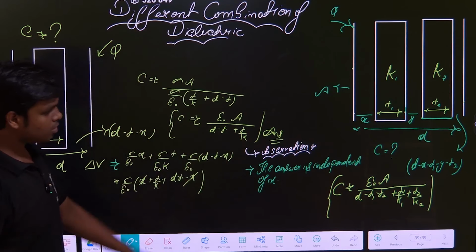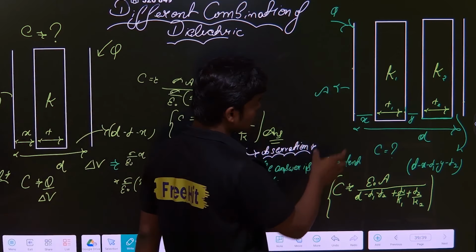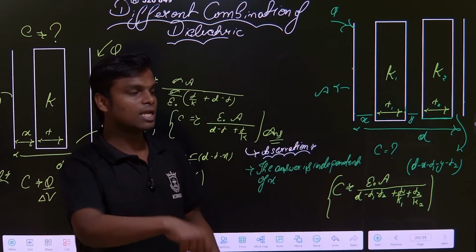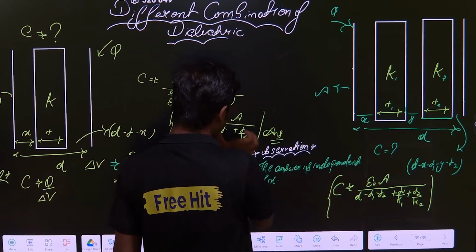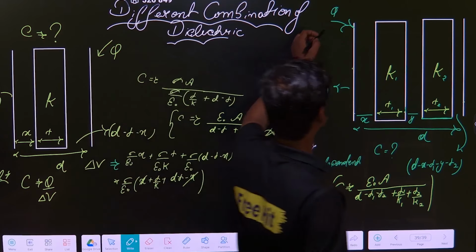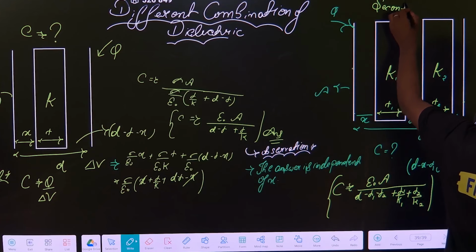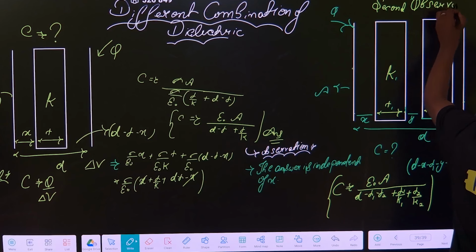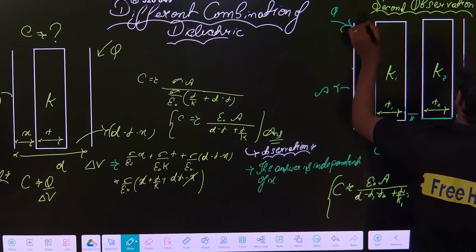So what we have observed is that if there are multiple dielectric slabs present, it doesn't matter, the format of the answer will remain the same. That is the second observation we have made.